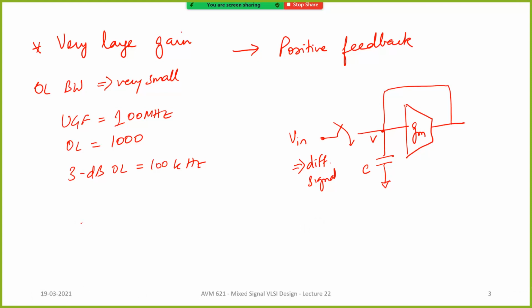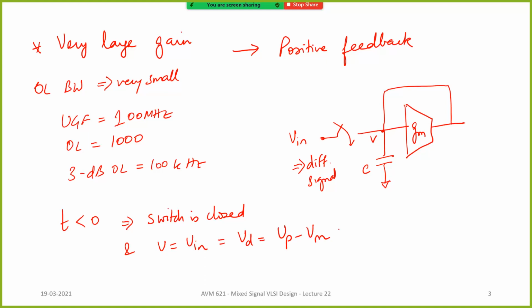So before t equal to 0, that is t less than 0, the switch is closed, and V is equal to Vd, the voltage that is stored on the capacitor. Let's say this is Vd, which is equal to Vp minus Vm. Let's assume that somehow we are able to find out this voltage and put it there, and it can be a very tiny voltage. Now at t equal to 0, the switch is opened.